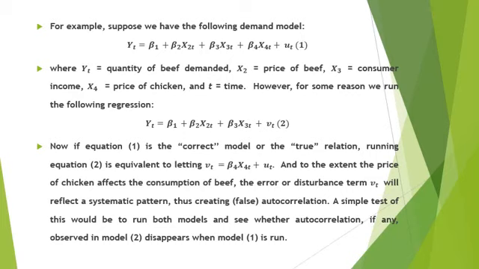Now, if equation 1 is the correct model or the true relation, running equation 2 is also equivalent to equation 1 if we let the error term vt equal beta 4 X4t plus ut. But the error term vt will reflect a systematic pattern, creating autocorrelation. This type of autocorrelation is often considered false autocorrelation, given that with the inclusion of the additional variable in equation 2 to make it equal to equation 1, the problem of autocorrelation disappears.